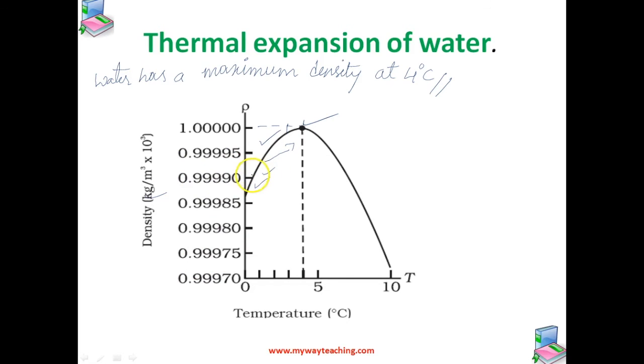As you can see in this particular figure, from this graph it is clear that water has the maximum density at 4 degrees Celsius, and this property of water we call anomalous behavior, and this property has many environmental effects. What are these environmental effects? We'll see in the next part. Okay.